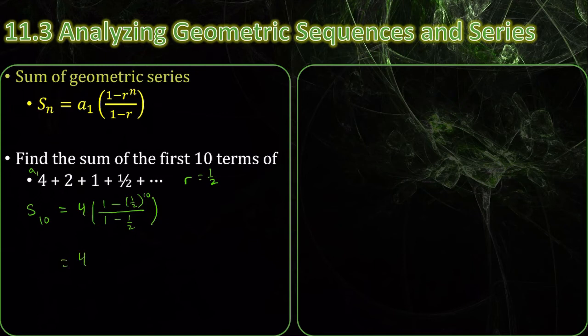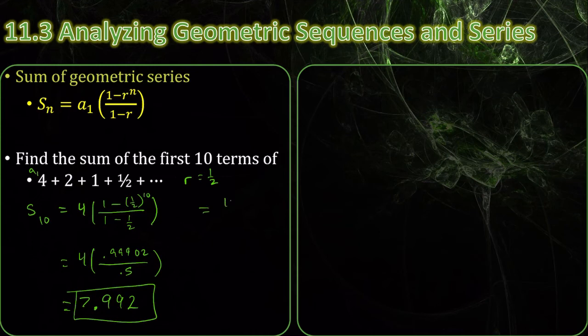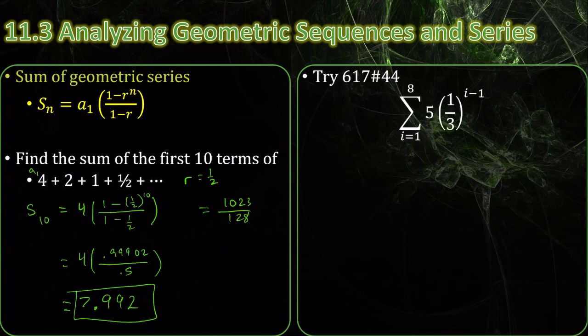Put that in your calculator. You get 0.99902 over 1/2 gives you 7.992. Or the fraction, if you do it in fraction form, is 1023 over 128. Why don't you pause this and try this one? Number 44.